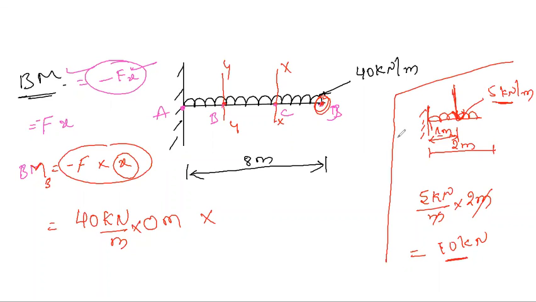Whenever there is a UDL, the first thing is we need to convert the UDL into a point load. If you multiply with the length, you calculate the point load. Now the thing is, where is this point load acting? If the UDL is 2 meter, the point load is acting at the middle of that. For example, we'll take one more example here.